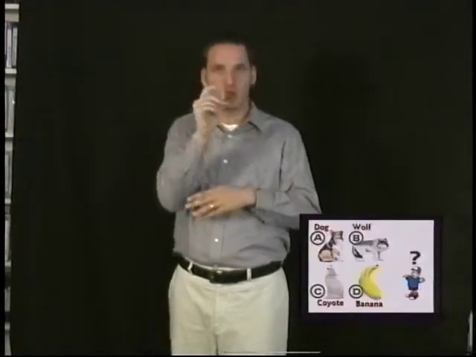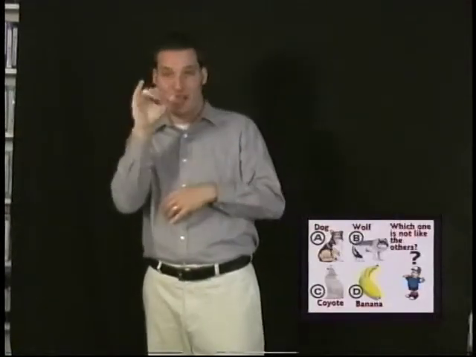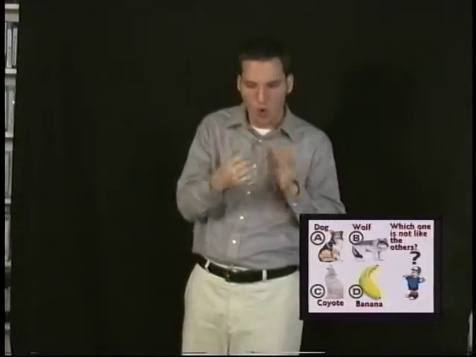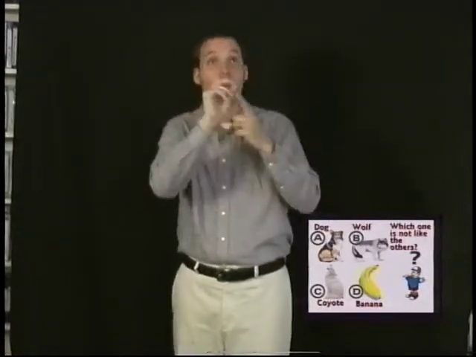We had one try out earlier in the seminar. We had a dog, a wolf, a coyote, and a banana. We asked the 5-year-old, which one is not like the others? He got it right away. The banana. See, the Bible says they bring forth after their kind.